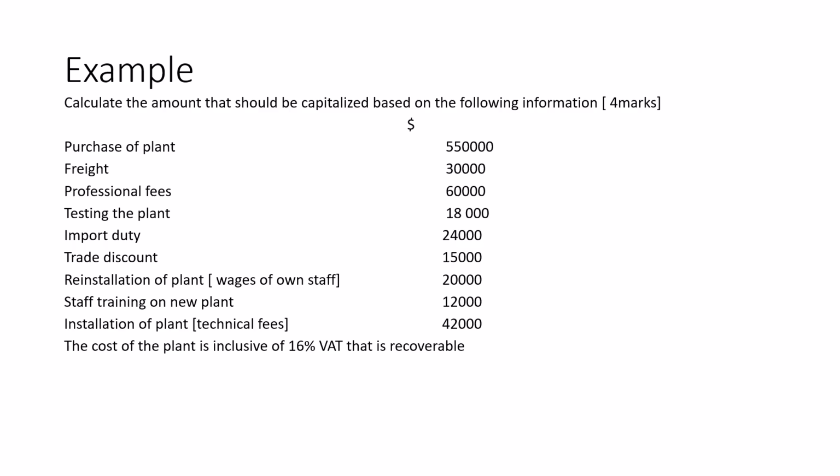Then we have something else in this question, staff training on new plant. We have said that the costs that should be capitalized are those costs that make this asset able to operate. So when we say staff training on new plant, it means these staff are being trained to work after the installation and the testing is done. So they are going to benefit. It is after the plant.